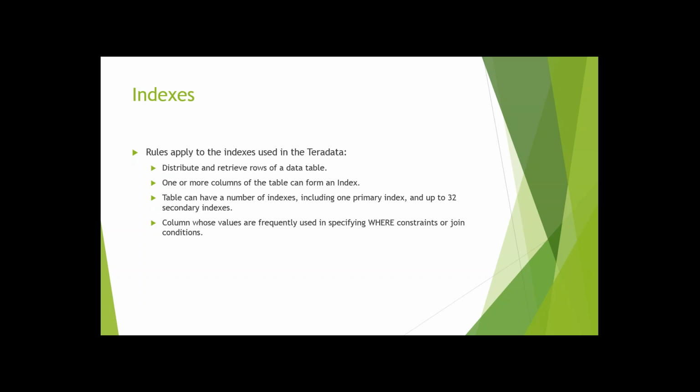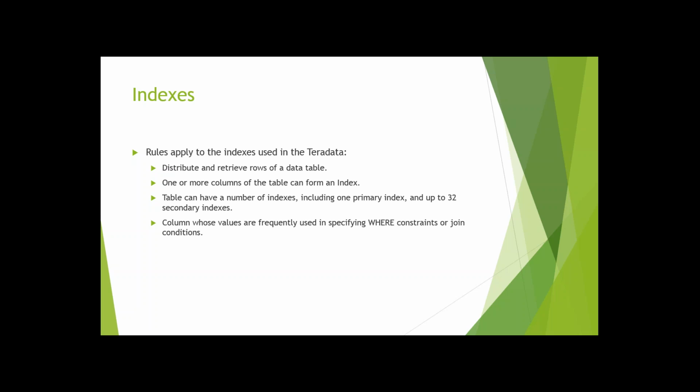Like I said, you can always have one or more columns in a table that can form an index. And in a table, you should have only one primary index, and you can always have up to 32 secondary indexes. We discussed this. Columns whose values are frequently used in the where clause or in the join conditions can be defined as an index.